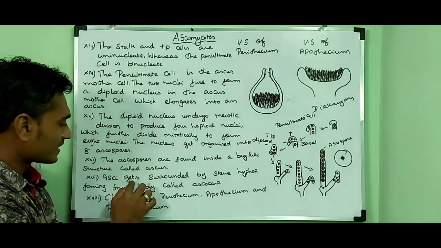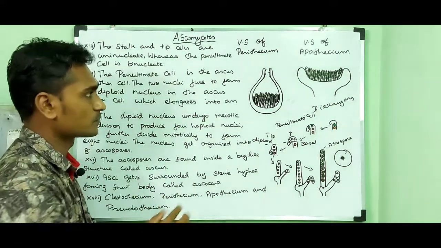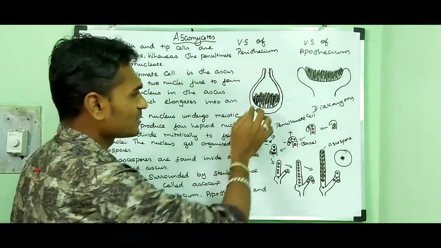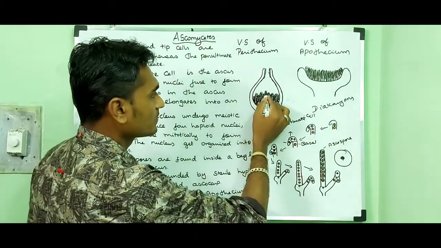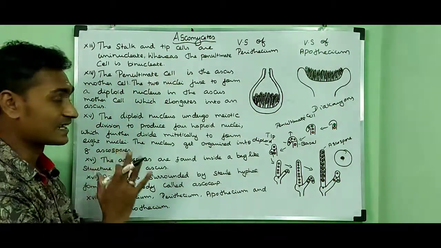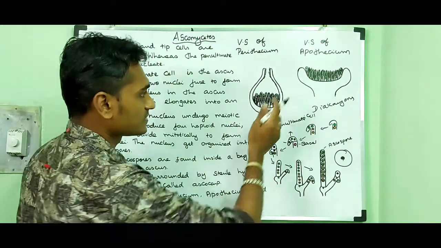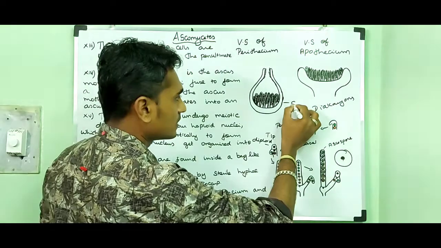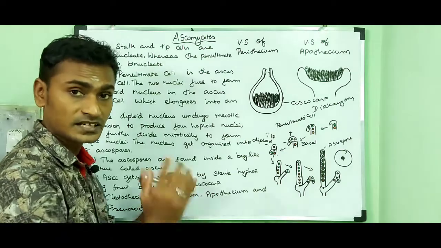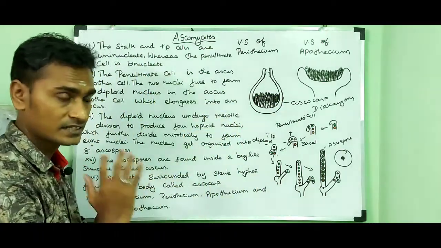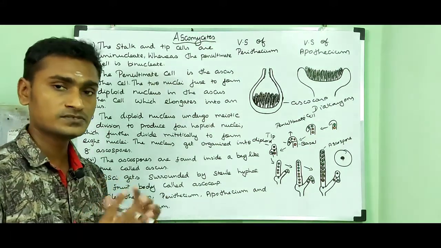Then asci get surrounded by sterile hyphae forming a fruit body called ascocarp. So this is called asci. Here you can find a number of ascus, that is why asci is mentioned in plural form. The asci are surrounded by a sterile structure called ascocarp, the fruiting body which surrounds the asci. The ascocarps can be classified into 4 types.